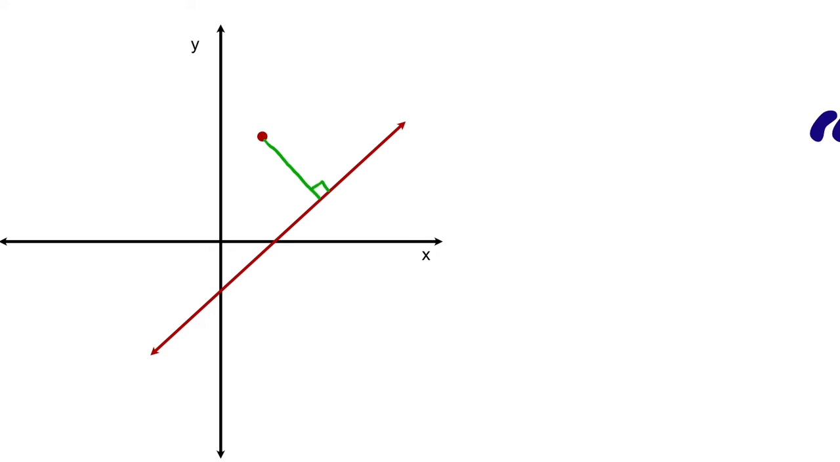So we're going to try to find the distance of that green line. And that distance will be found by using the length formula or the distance formula, which is the Pythagorean theorem. So it's the change of the x squared plus the change of the y squared.